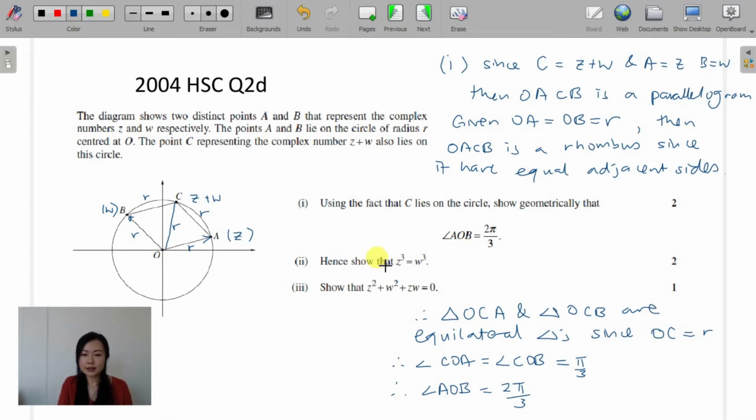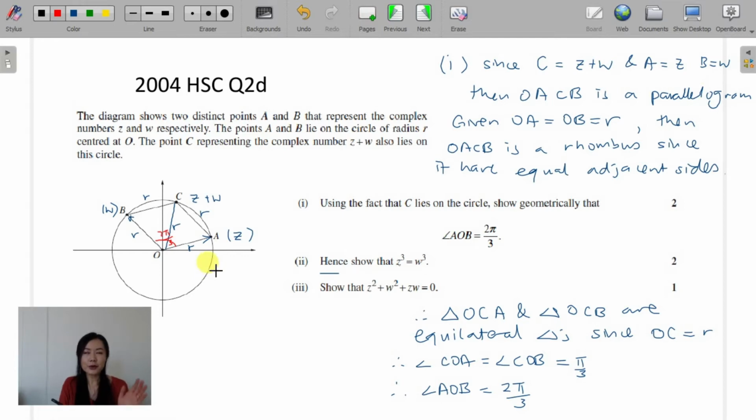Moving on, hence show that. As I go through this exam question, I'll also start to point out these very specific HSC terminology or HSC keywords. The word hence means you should use the prior part to assist you. In fact, hence kind of insists that you use the prior part. So you have to think, okay, they got me to find an angle. How is that relevant? So let's put that in, 2 pi on 3.